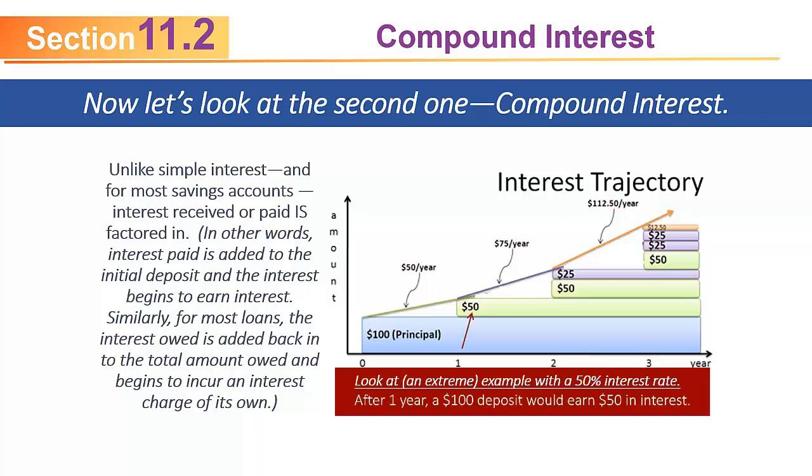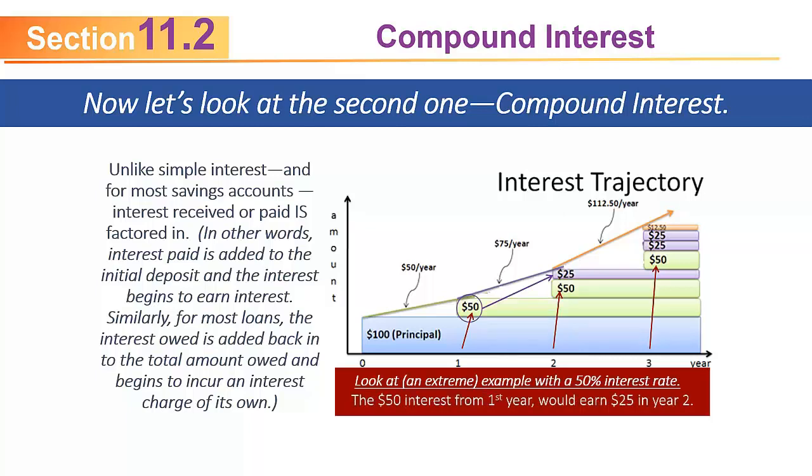In the first year, if you put in $100 and left it for a year, at 50% interest, you would earn $50 at the end of the first year. At the end of the second year, you'd earn another $50, and at the end of the third year, that $100 would earn yet another $50. So far, it's just like simple interest, but here's where it differs.